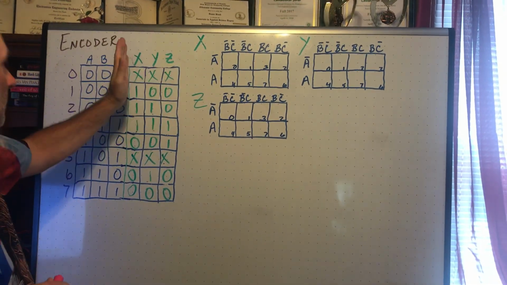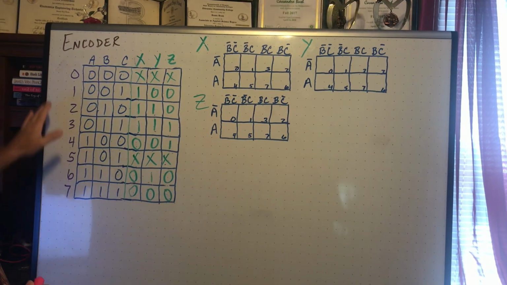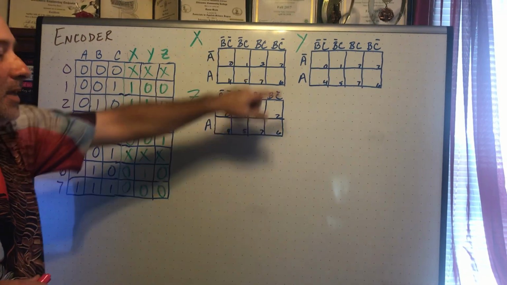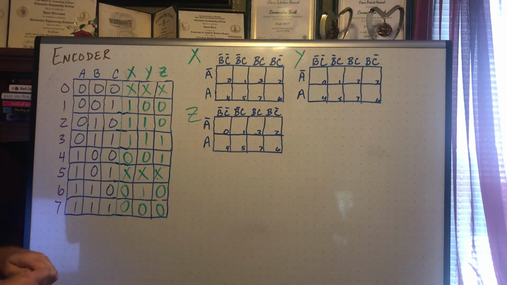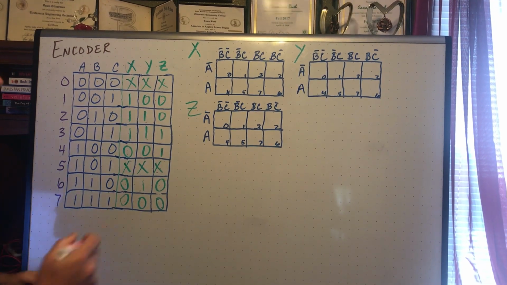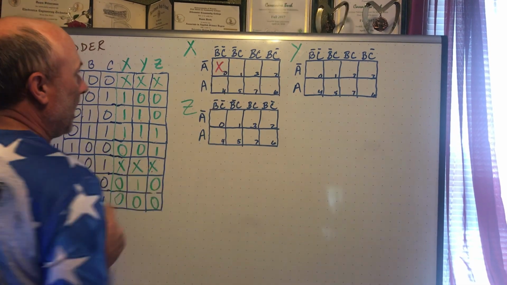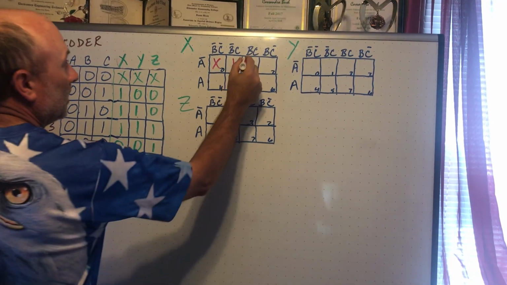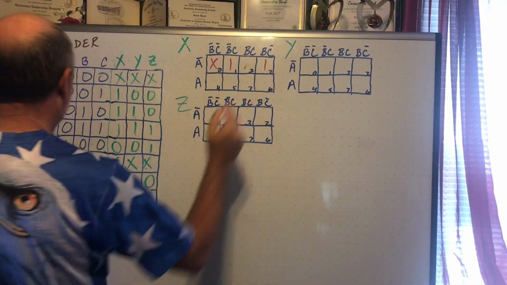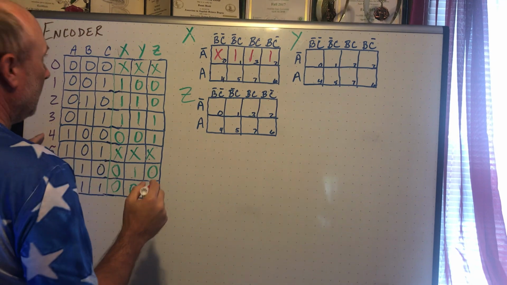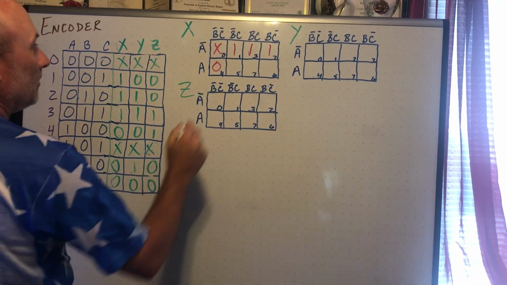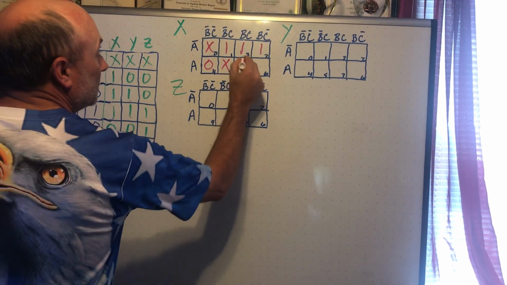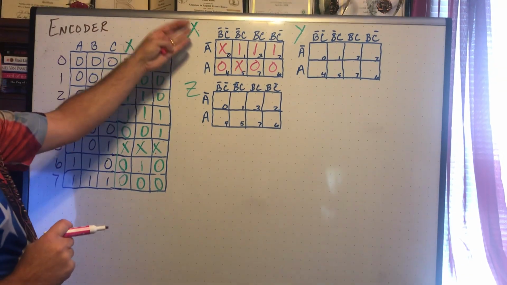So we're going to start with the X. All I'm going to do is look down the X column, and I'm going to put my 1s and 0s into the corresponding numbers in my K map. Since 0 is an X, that means we don't care what it is, so we're just going to put an X in the box. Then we go to 1, and it's a 1, so we'll put a 1 in there. 2 is a 1. Whoops, that's 3. 2 is a 1. 3 is a 1. 4 is a 0. 5 is another don't care, so we're going to put an X in there. 6 and 7 are both zeros.